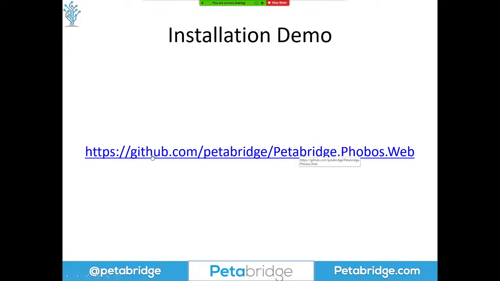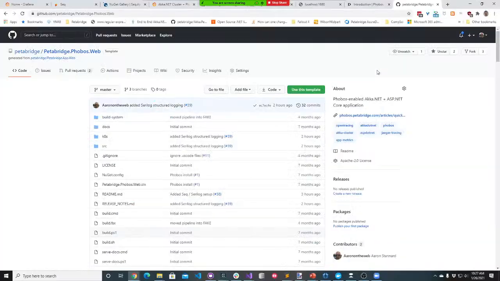If you want to follow along with the demo that we're going to use today, you can go to github.com/petabridge/petabridge.phobos.web. You will need a Phobos key to actually work with this. But theoretically, you should be able to run a lot of this without necessarily having Phobos installed, and I can walk you through how to do some of that. But this is the sample that we're going to run. It's a really simple web application.